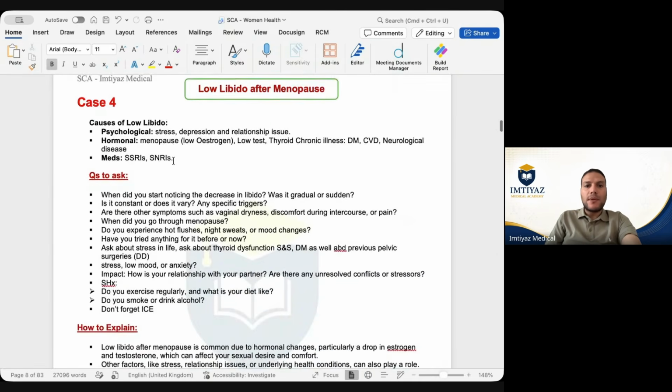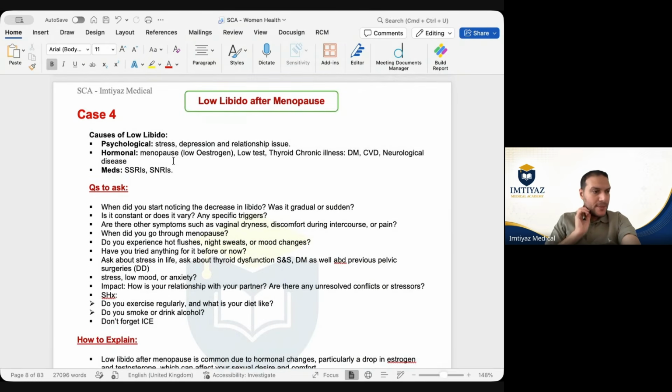Then low libido after menopause. I have seen this before, probably a few times over the last couple of years or 3, 4 years. Lady coming after menopause and she's having low libido, low desire in sexual activity. So it can have different causes. That's why you need to rule out those different causes. Could be relationship stress. Could be actually topical vaginal symptoms, like there is some discomfort during sex, painful intercourse. That's why they lost interest because of the physical symptoms related to the sexual intercourse.